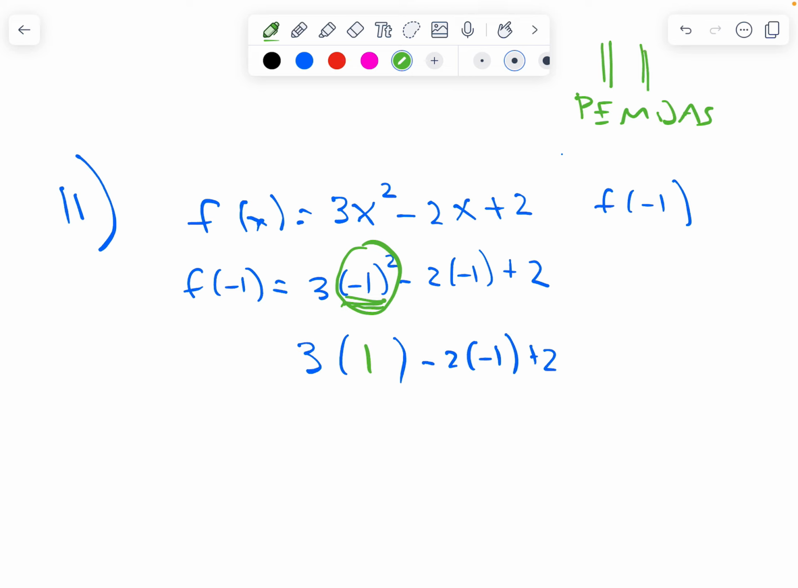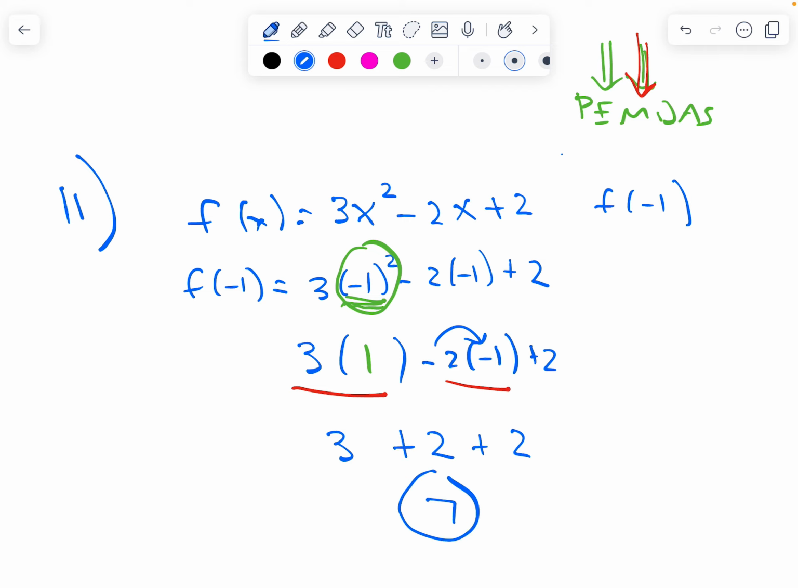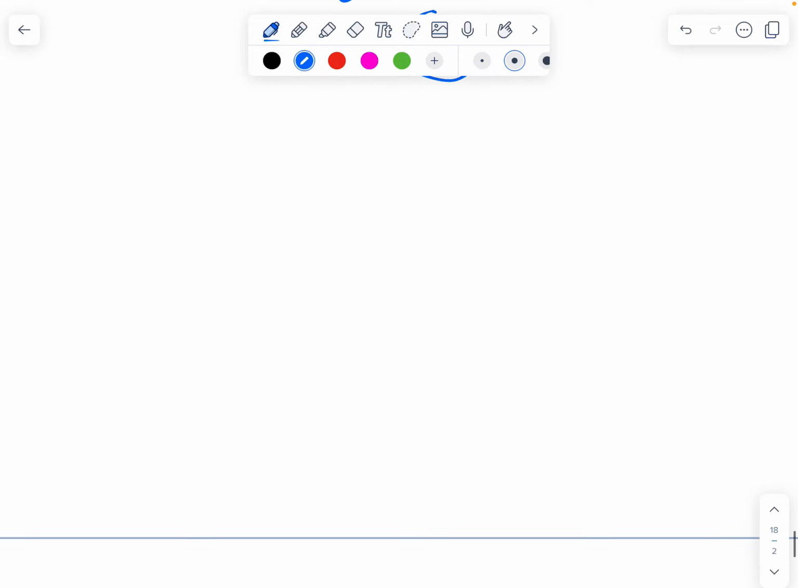Now, the next thing here is to do multiplication. These parentheses really are just stand-ins for multiplication. That's why we're treating those parentheses as multiplication. So we multiply those guys. 3 times 1 is 3. Negative 2 times negative 1. A negative times a negative, that makes a positive. So we got a positive 2 plus 2, and the answer will be 7. Okay, so not hard in the sense that the idea isn't hard. You just have to be really careful with your negative signs.